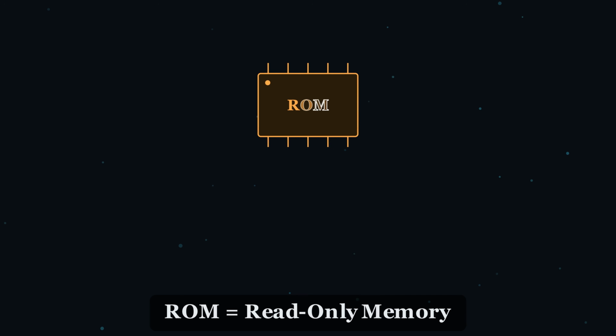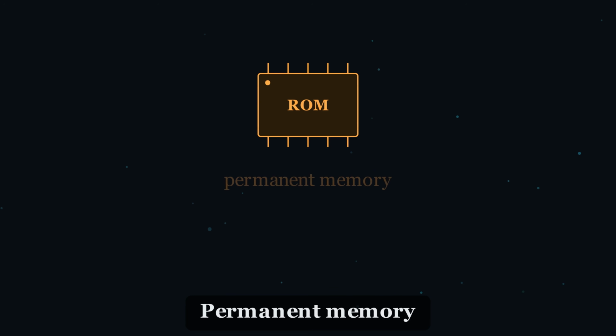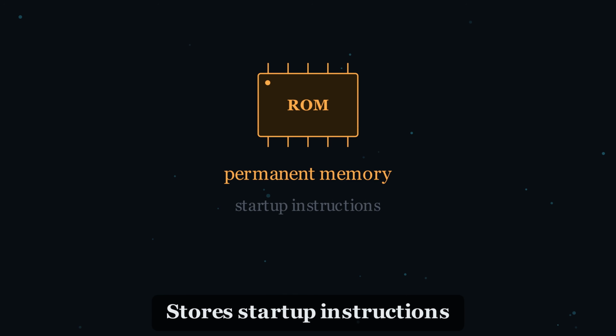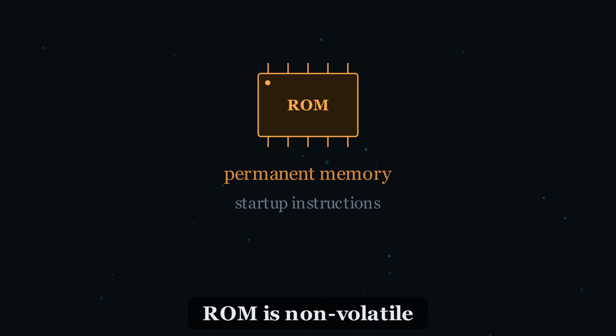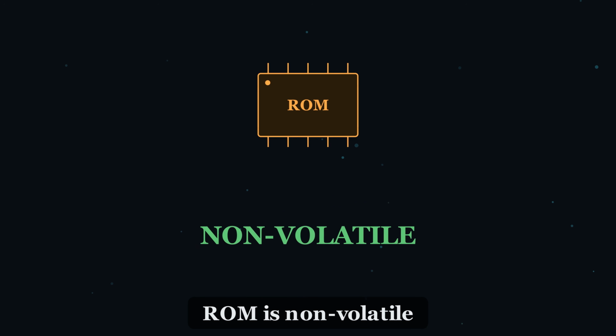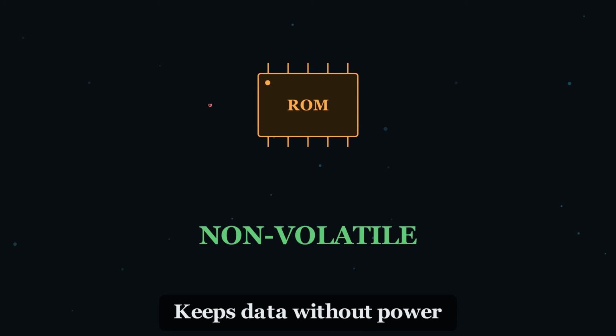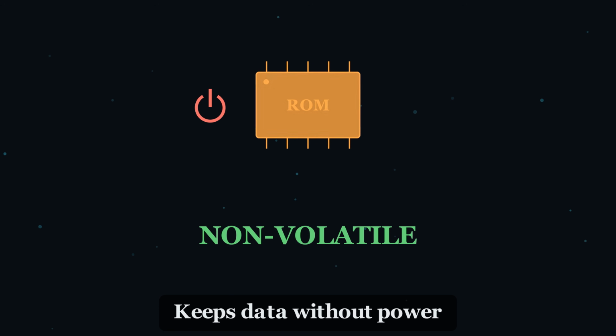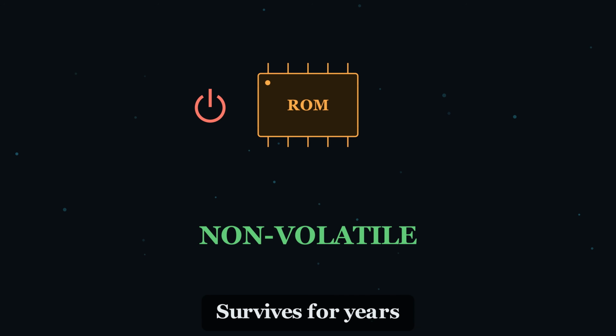ROM stands for read-only memory. ROM is your computer's permanent memory. It stores the essential instructions a device needs to start up and function. The most important feature of ROM is that it is non-volatile. Unlike RAM, ROM keeps its data even when there's no power. You can unplug the device, leave it for years, and the information is still there.